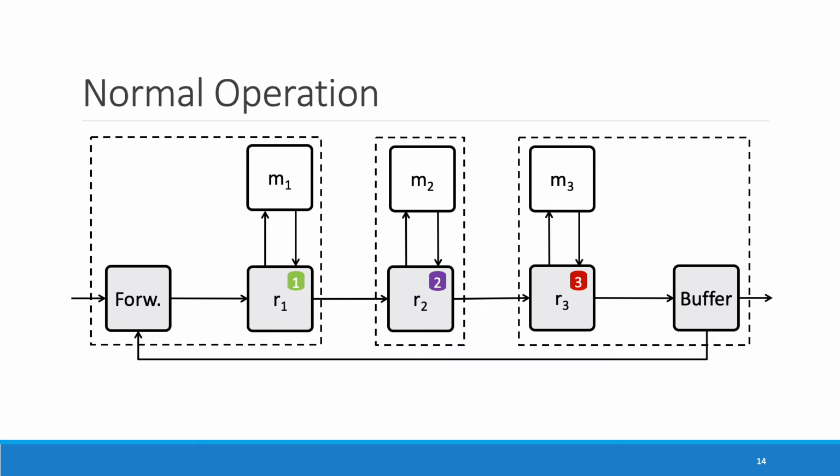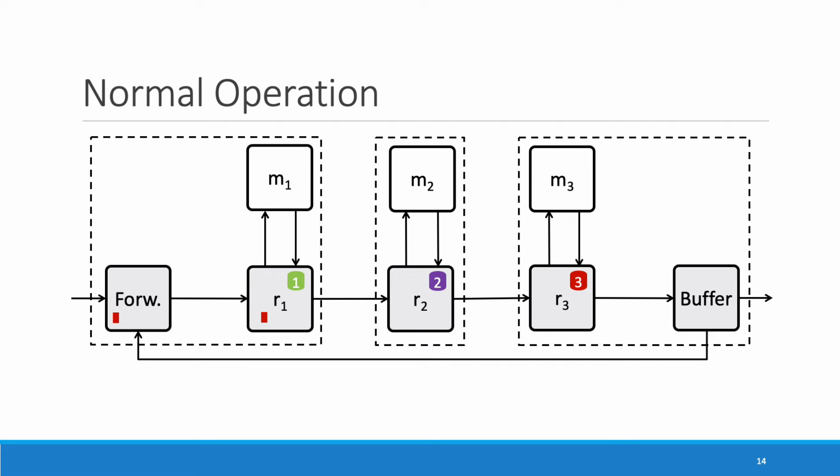Let's see how FTC processes a packet to tolerate one middle box failure. When the forwarder receives a packet, the forwarder piggybacks some state to the packet and forwards it to the first replica. I will describe where this state comes from later.